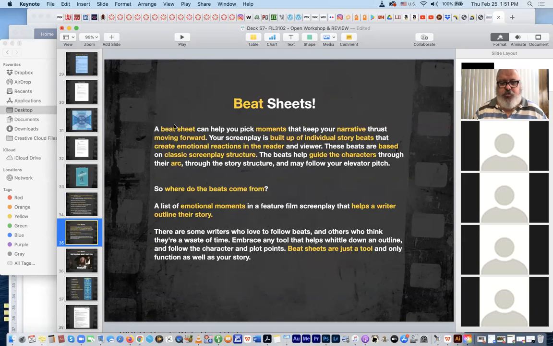Okay, so beat sheets. We asked the very simple question: what is it? Okay, well, it's a list of emotional moments. It's almost a roadmap. It's going to keep you on the path of your plot, your story, by sort of helping you see, I'm going to say, the graphic illustration like you can get in the story structure book. It's going to help you see your narrative graphically using a set of bullet points. Okay, so you build up an individual story based on beats. They create reactions in the audience. And we're going to base our beat sheets on whatever classic structure we're using.